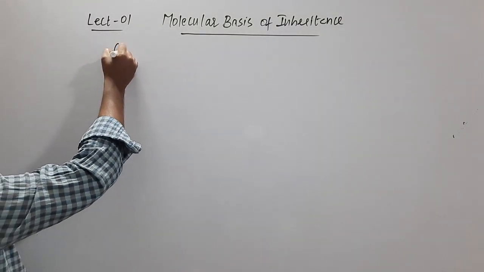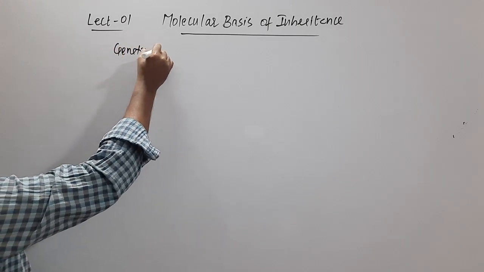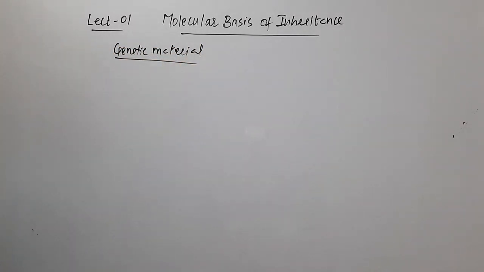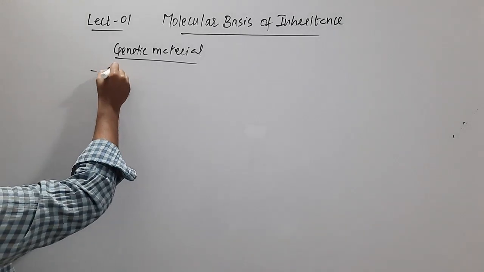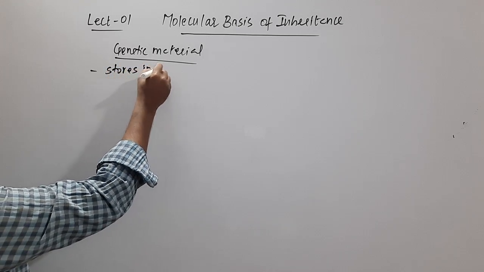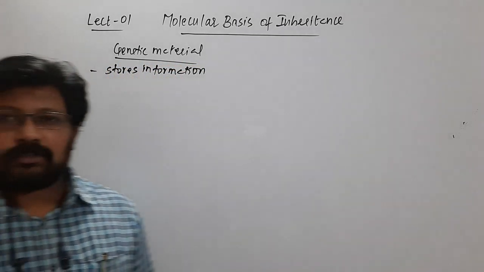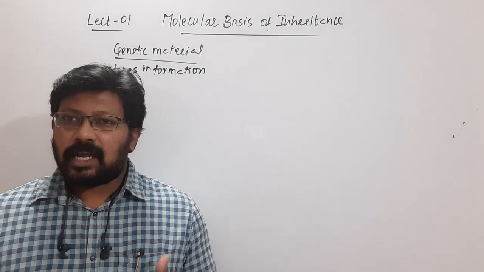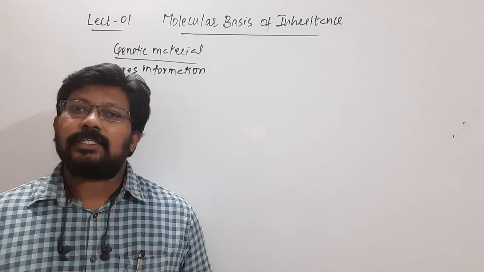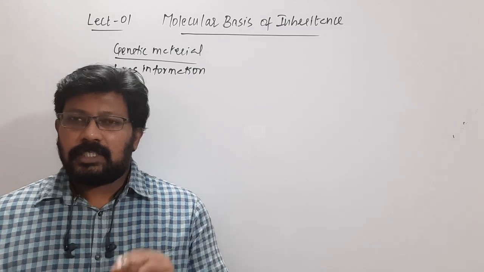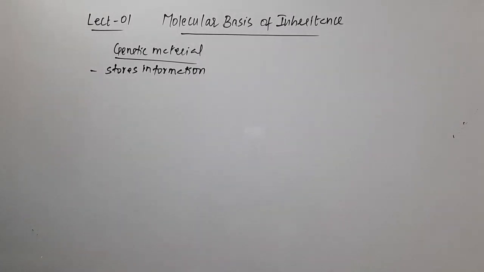So first we'll see about genetic material. So the question is, what is genetic material? Genetic material is one that stores information about all the characters of an organism, the skin color, hair color, texture, eye color, whatnot. So every character of an organism, its information is stored in the genetic material.